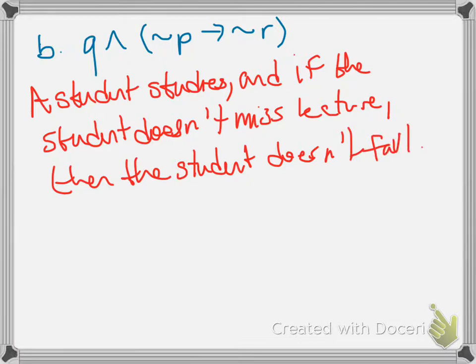All right? So we can talk more about the truth value of this on Monday, but when we're saying a student studies, period, end of story. Okay? If the student doesn't miss lecture, then the student doesn't fail. Basically, what we're saying here is both of these things have to be true in order for the overall statement to be true. The student has to study, and if the student doesn't miss lecture, then the student doesn't fail. That has to also be true. Okay?